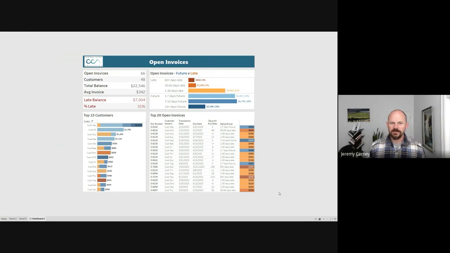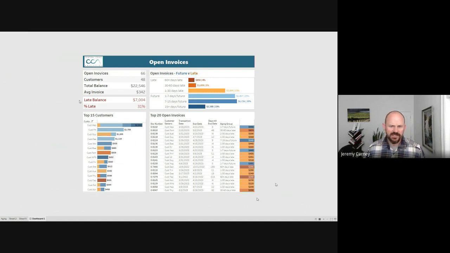All right, so here's our Tableau dashboard. Let me orient you on what you're looking at. Up here in the upper left, we see some summary numbers. So for this sample data source, we have 66 open invoices to 48 different customers, for a total balance of about $23,000. The average invoice that's still open is about $342.